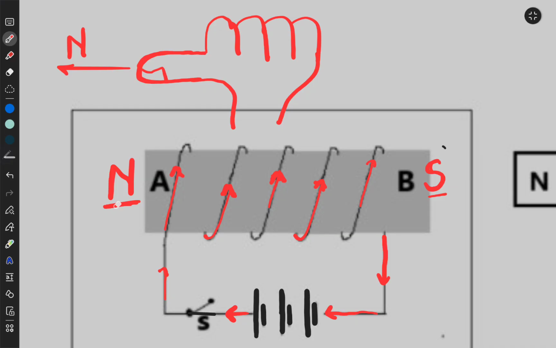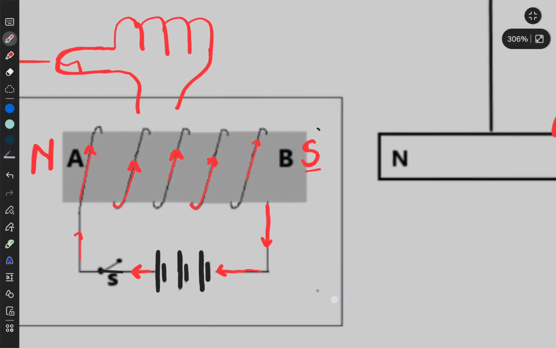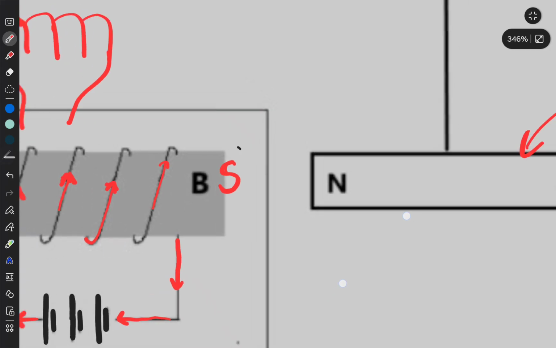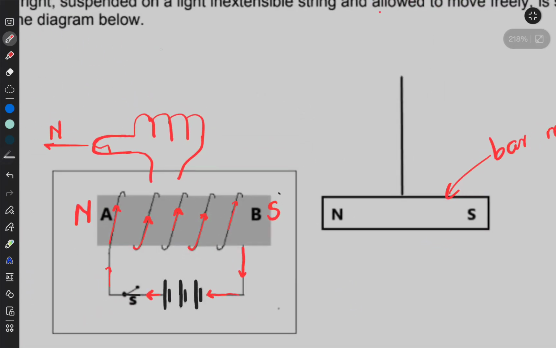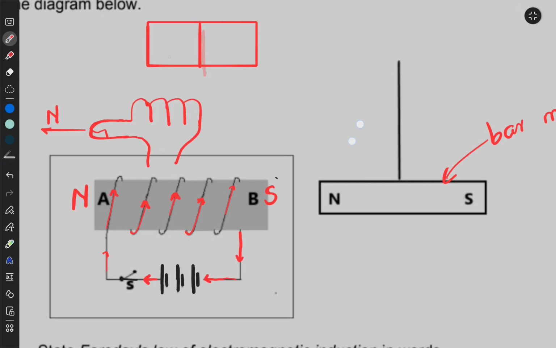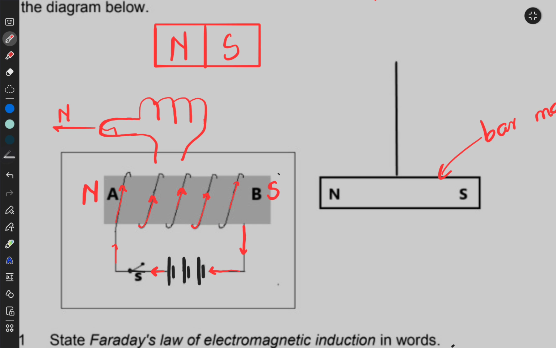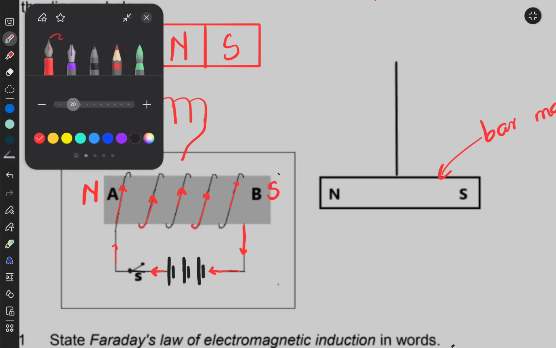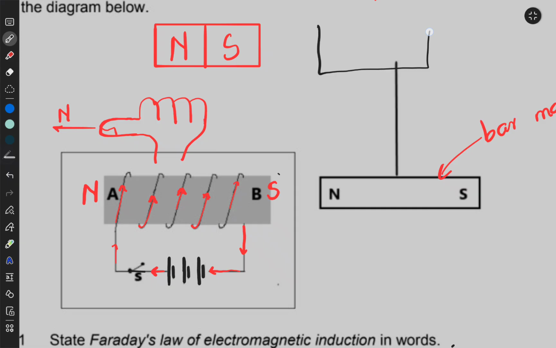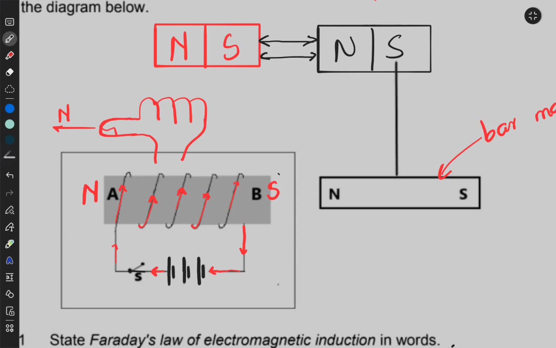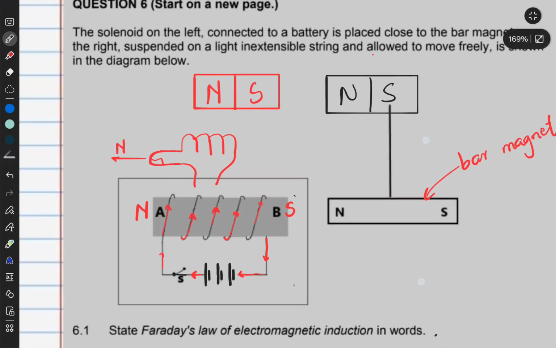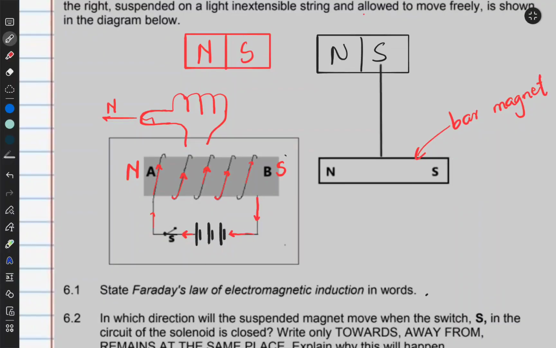So now we have that. We know that A is north, B is south. So if A is north and B is south, check. Now what essentially happens is, if this is our solenoid, let's draw our solenoid as a bar magnet. It means I have north, south. And then let's draw our bar magnet now. This is my bar magnet, north, south. I just drew the bar magnet as it is. So check. These two poles are facing each other, right? So these are unlike poles. So do you think there will be attraction or repulsion?